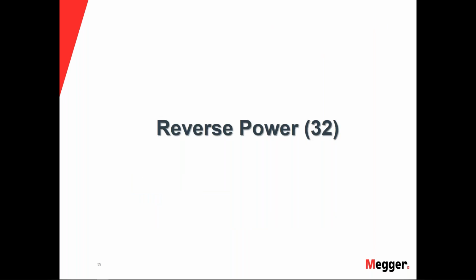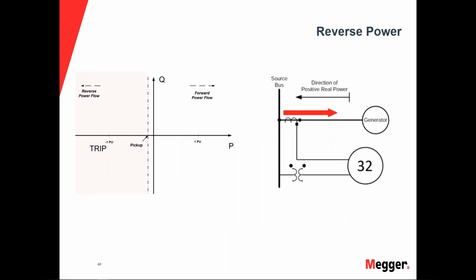Okay, reverse power. The primary indication of motoring is the flow of real power into the generator, acting as a synchronous motor. When we lose excitation, the generator is no longer generating power, it's absorbing power. So it's bringing power in from the system. Here you would have forward power flow, and then also reverse power flow.